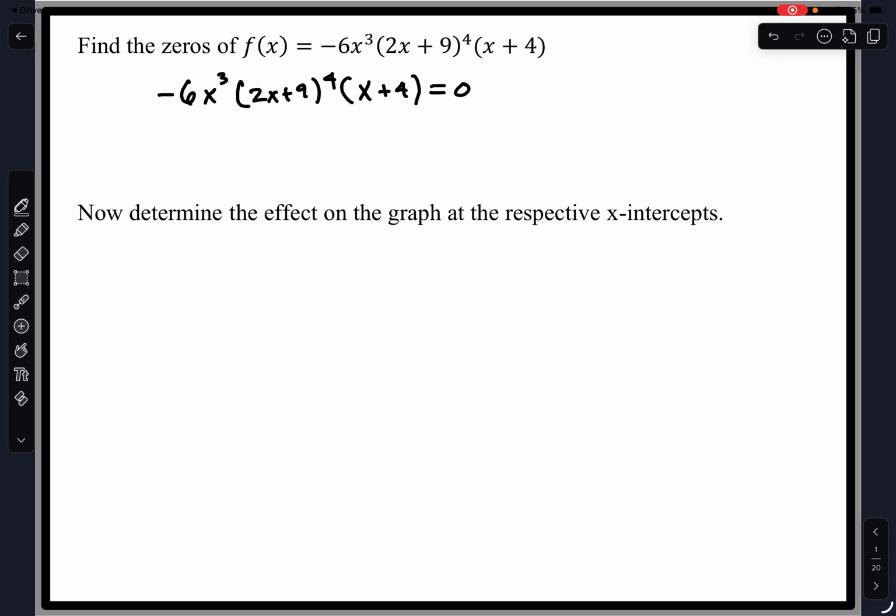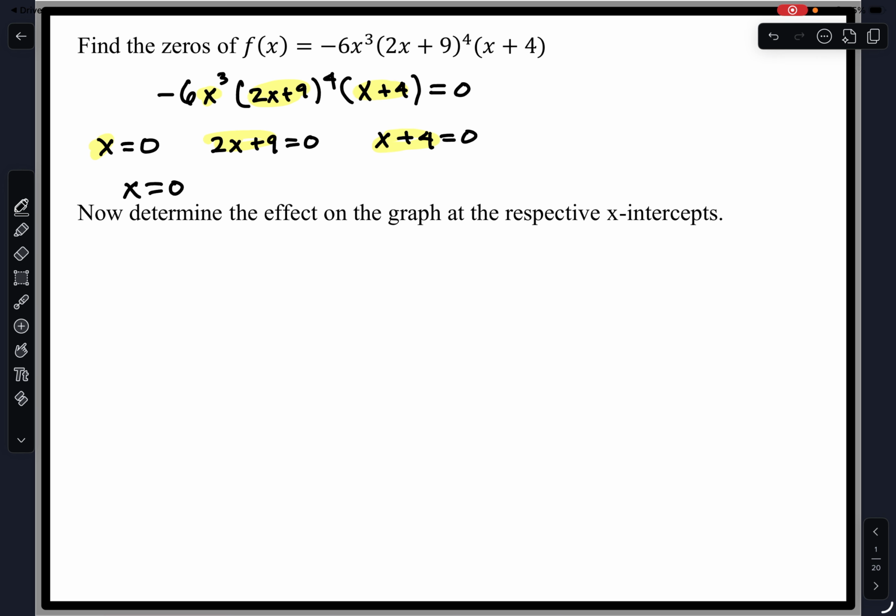equals 0. So if we look at each respective factor, which is x to the third power, when is that going to equal 0, when is x plus 9 going to equal 0, and when does x plus 4 equal 0. So I look at each individual factor and I set it equal to 0. Well, for the first one, that's already solved. The solution to that is 0, so x equals 0.